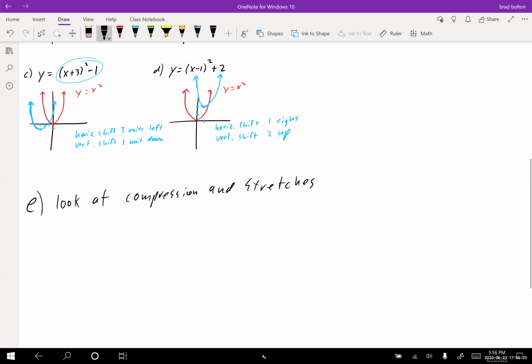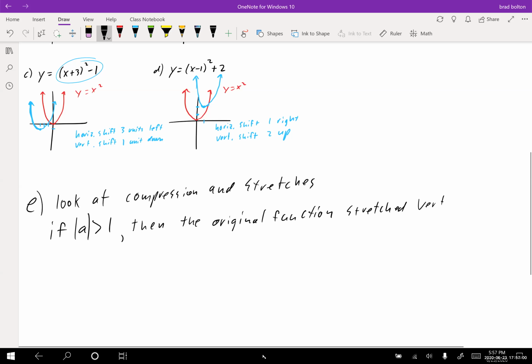So this will be a vertical stretch and a vertical compression, okay? So if the absolute value of A is greater than 1, then the original function is stretched vertically by a factor of A units.